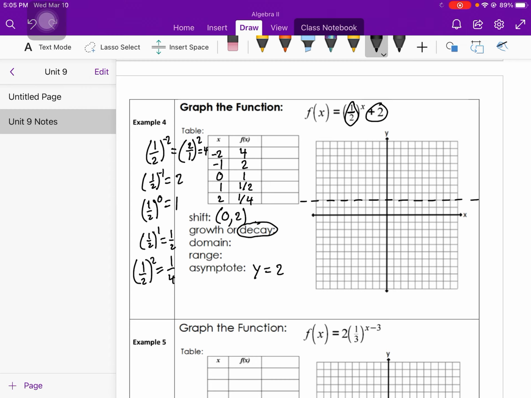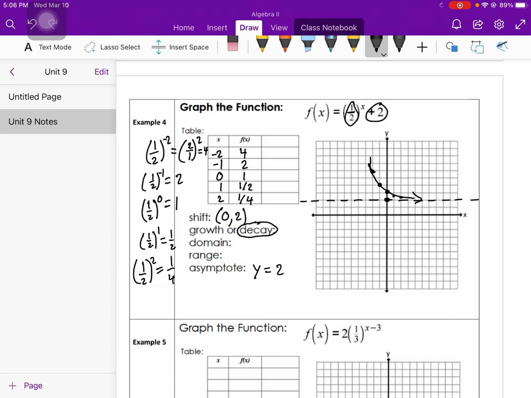And now we're going to graph these points from this point, our shift point, you can think of it like. So we're going to go back 2, up 1, 2, 3, 4, right there. Back 1, up 2, 0, 1, 1, 1/2, and 2, 1/4. And it's just going to get closer and closer and closer to that line.